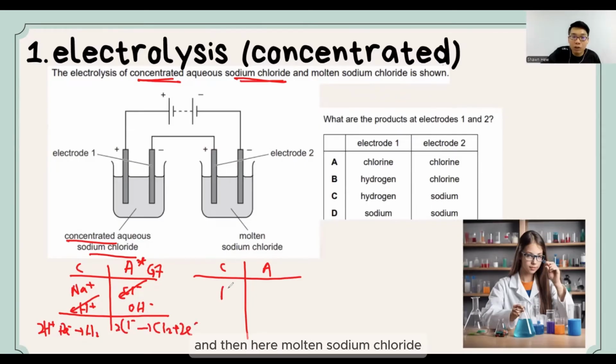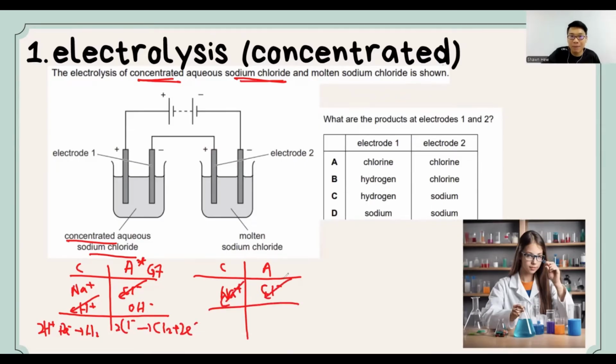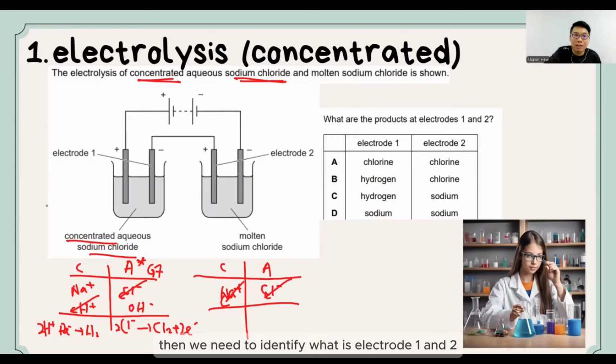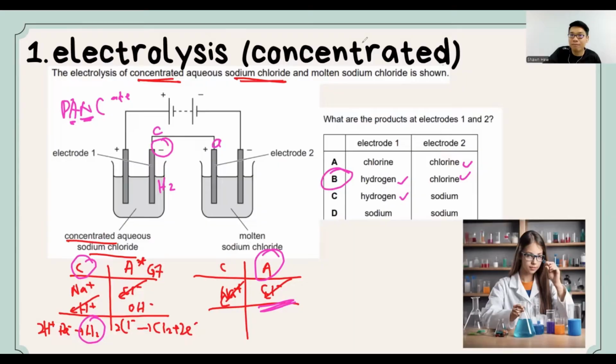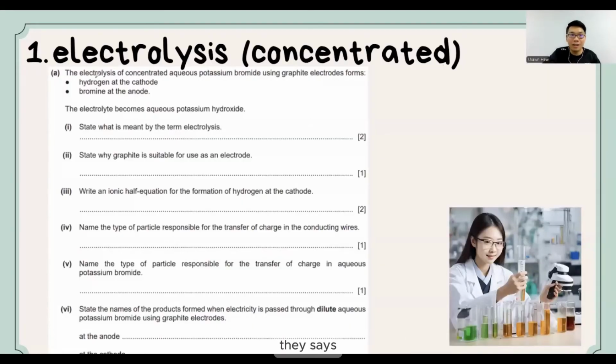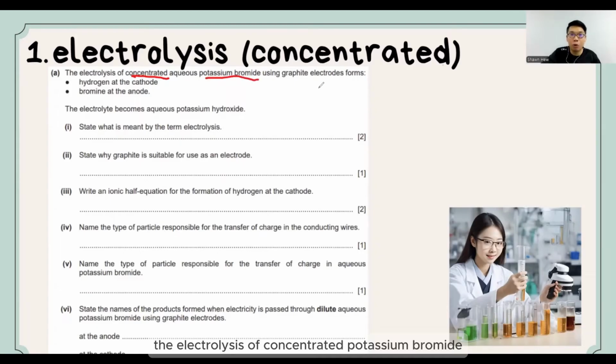And then here molten sodium chloride. Then we need to identify what is electrode 1 and 2. Electrode 1 is negative. Negative is a cathode. Cathode will form hydrogen. Electrode 2 is a positive anode. So anode here is chlorine. So I choose B.